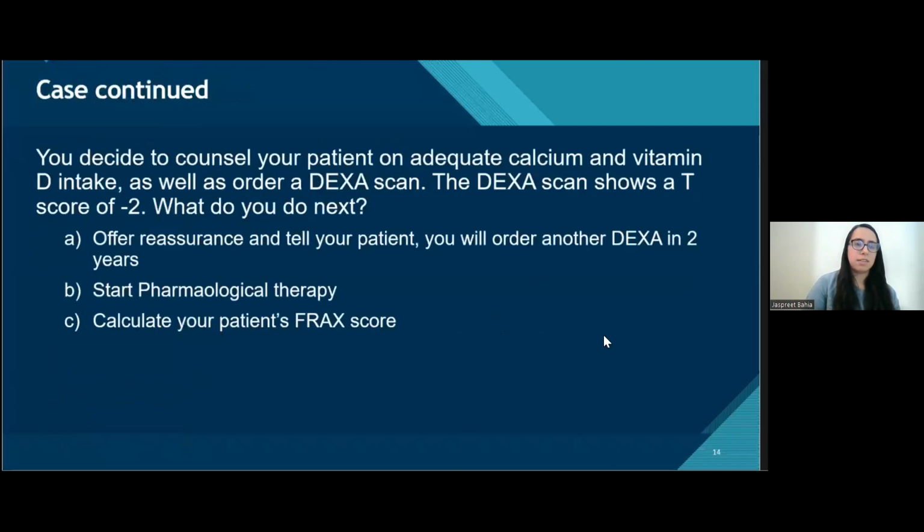Okay, so continuing on, you decide to counsel your patient on adequate calcium and vitamin D intake, as well as order a DEXA scan. The DEXA scan shows a T-score of -2. What would you like to do next?